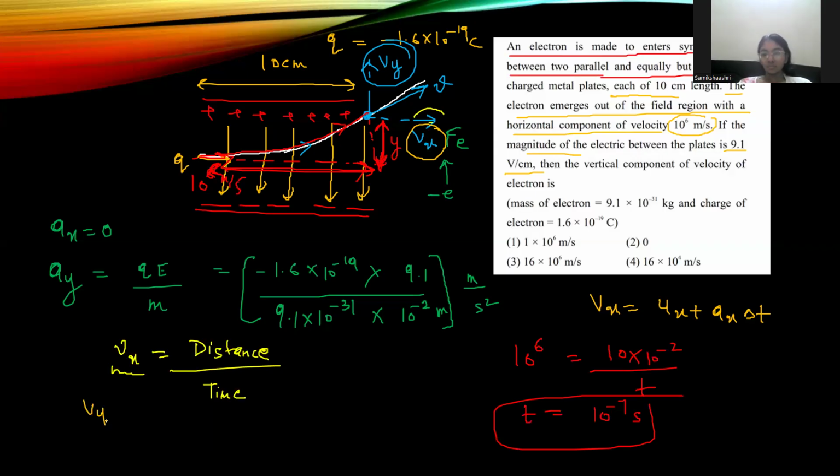You can calculate Vy as Uy plus Ay t. Since it is coming horizontally initially, because there is no force, when it enters it is coming horizontally. After entering only, it is following a curved path. So initially it has no velocity in the y direction. Clear? Ay is how much?